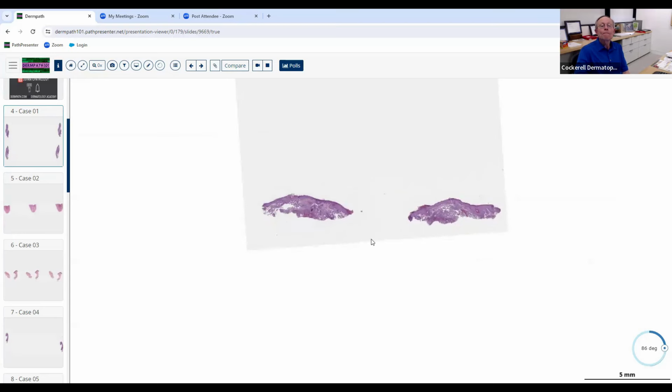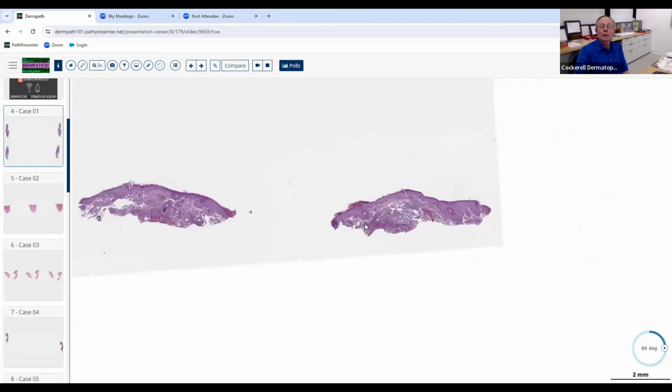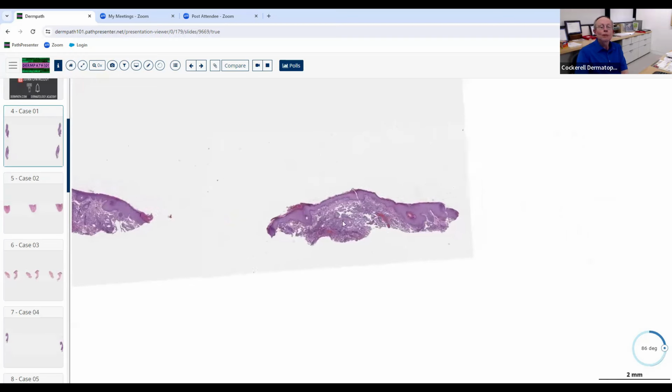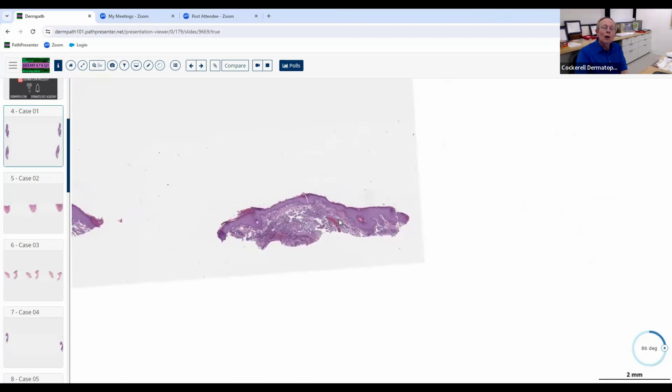But basically, what we're looking at here is an important clinical scenario. We have a shave biopsy of something, and as we always do, we ask what part of the body it is from. Is it inflammatory, neoplastic, some of those sorts of things? We can't tell a whole lot from what part of the body it's on. There are some hair follicles here.